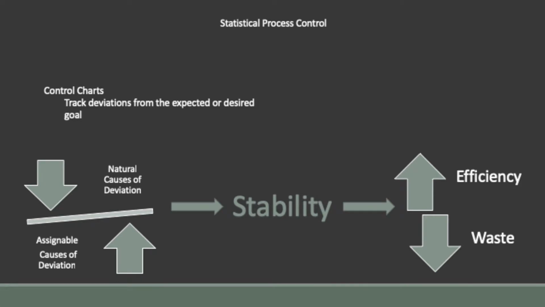There are two predominant types of variations: special or assignable variations such as operator error and machine wear, and common or natural variations such as power outages, weather changes, and traffic. Unlike common variations, special variations can be found and eliminated from the system. When special causes of variations are removed, only predictable variations remain. Such a process is then said to be stable.